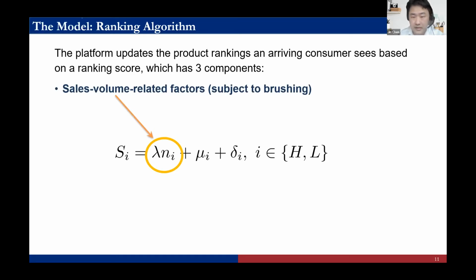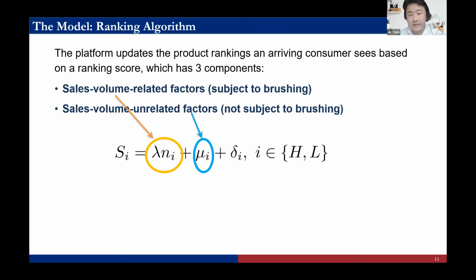The first part is the sales volume related factors. Here, N_i is product i's cumulative sales to date, and this lambda in front of N_i is the weight of the sales volume in the ranking score. So this whole term includes sales volume itself and other closely related metrics. Based on a study by the Wall Street Journal, it is estimated that sales volume contributes 25% of the ranking. And besides, other metrics like fake reviews are also positively correlated with the sales volume. So this part is susceptible to manipulation.